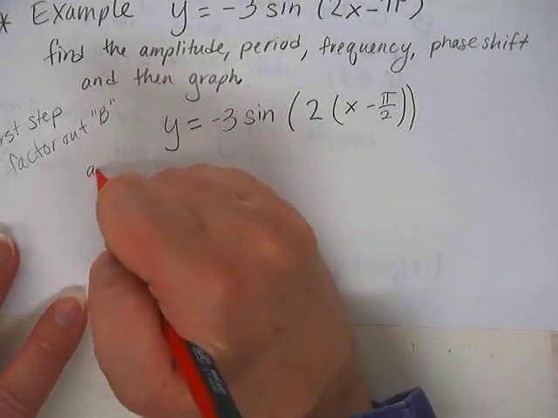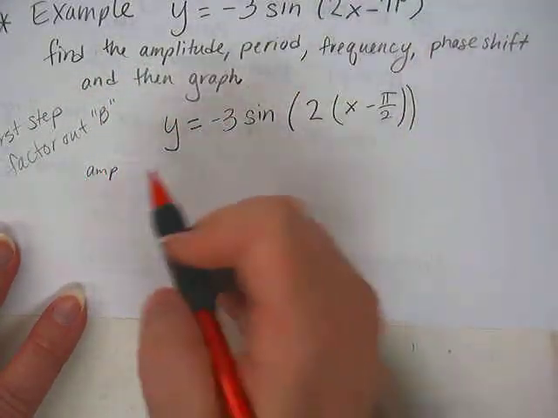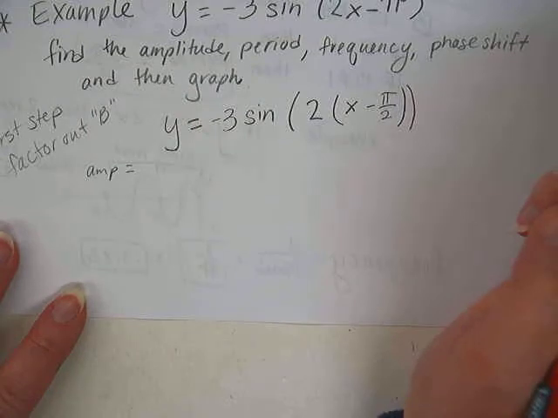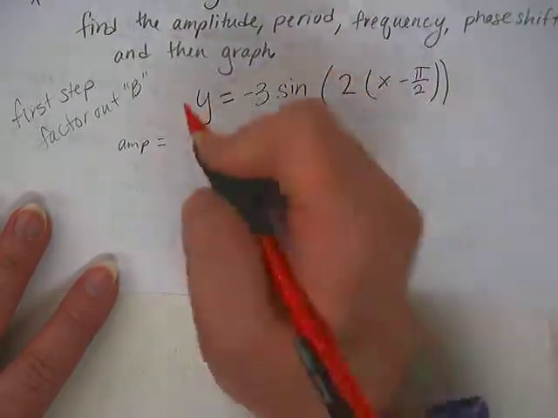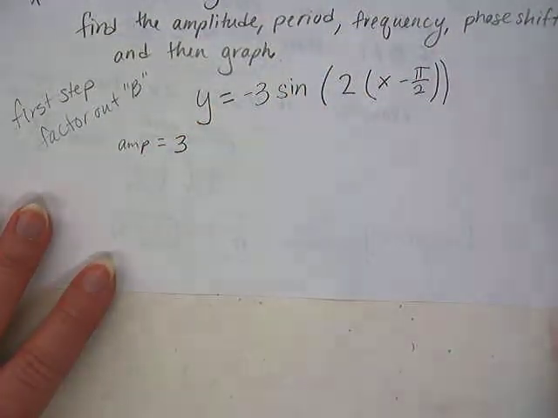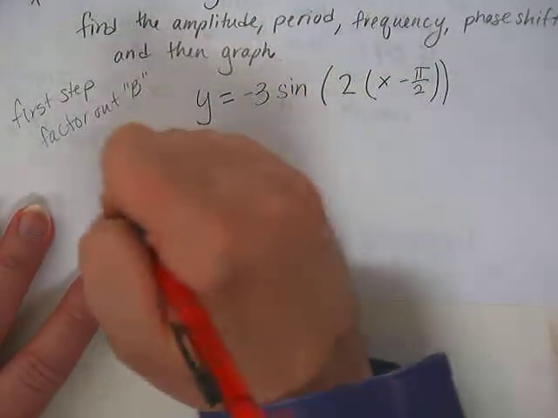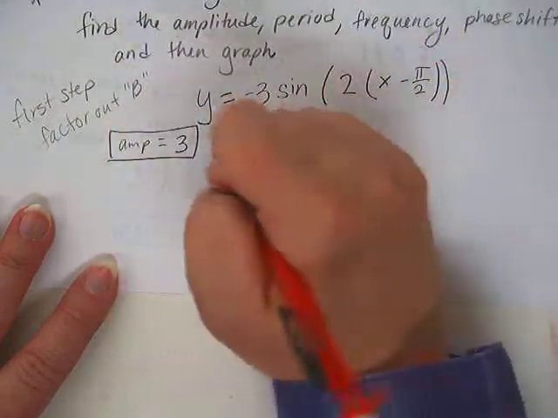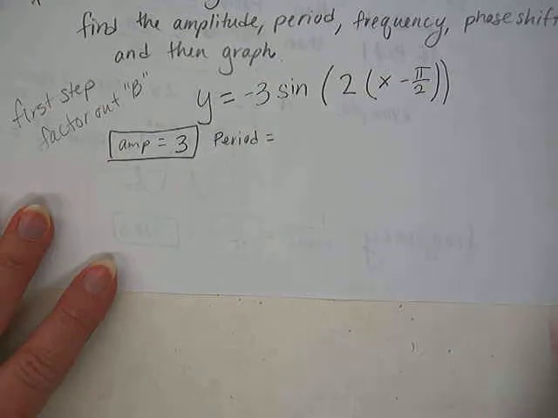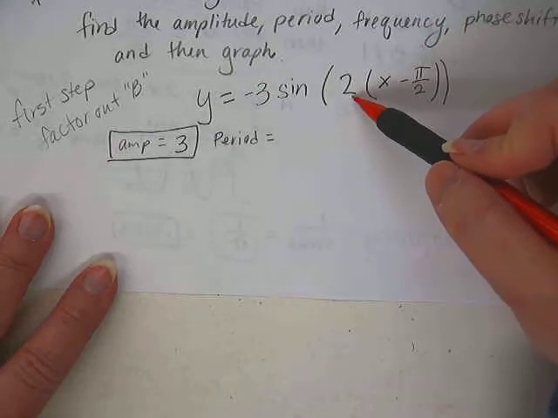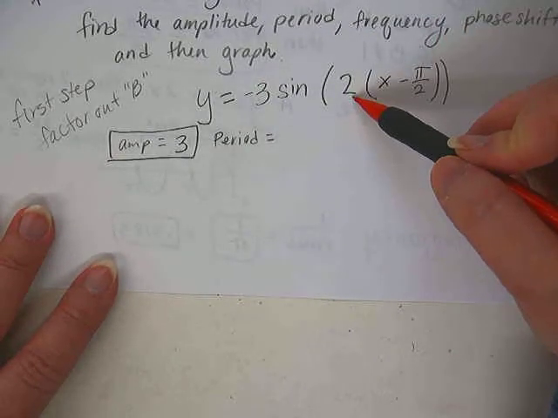Okay, so let's find all the things listed. Let's find amplitude. Amplitude is what? 3. What if you gave an answer of -3? You would be wrong. Okay, what's the period? Okay, no, 2 is the number that we use to find the period.